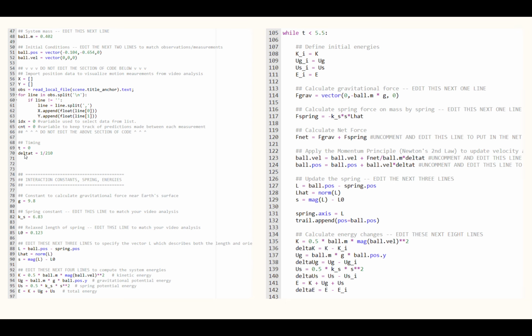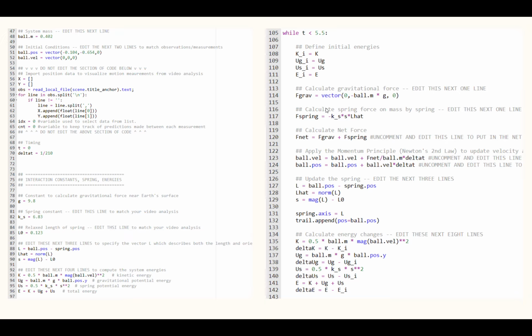Then we set our delta t. We have the gravitational constant, the spring constant, which was given, and the relaxed length of the spring, which is also given. With this information and data, we're able to calculate the initial displacement of the spring and the initial kinetic energy, gravitational potential energy, spring potential energy, and total energy.